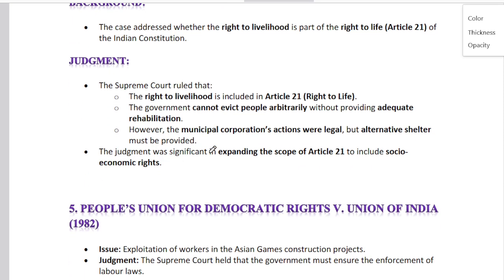What does the Supreme Court say on this? The court upheld that yes, the right to livelihood is included in Article 21, the right to life. The government cannot evict people arbitrarily without providing adequate rehabilitation. However, the municipal corporation's actions were legal, but alternative shelters must be provided. The judgment was significant in expanding the scope of Article 21 to include social and economic rights.